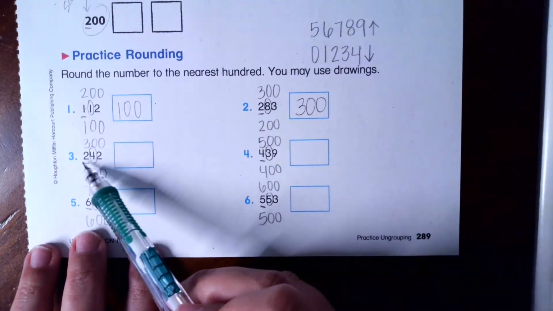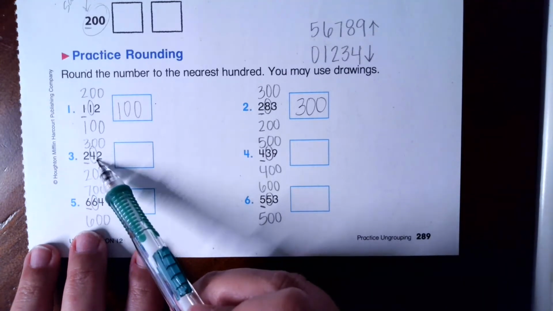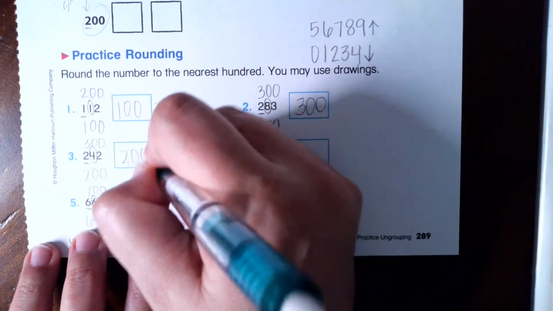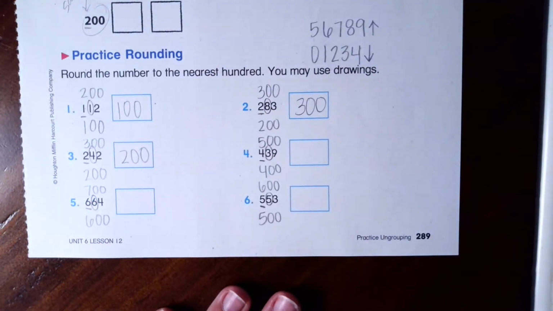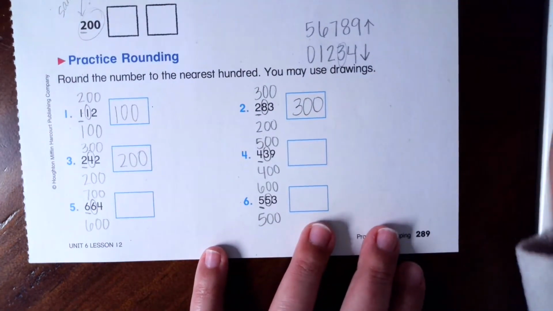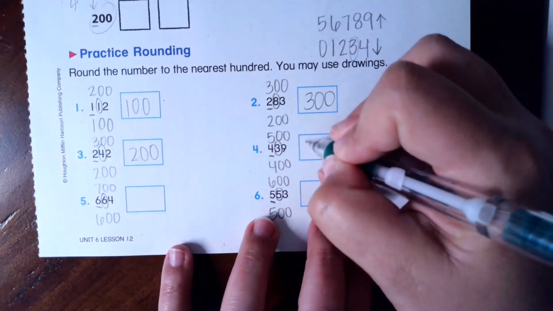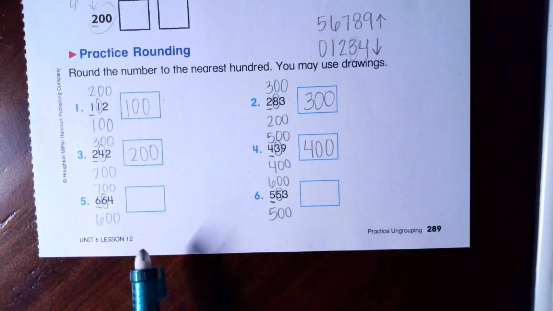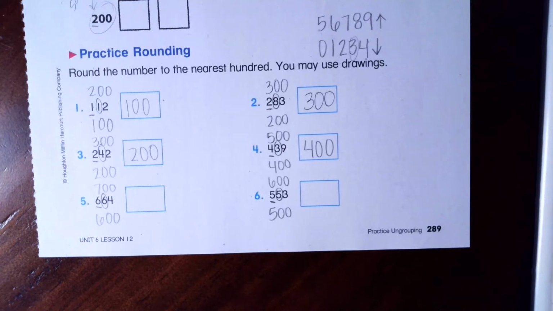So I have 242. I know my 4 rounds down, so I get 200. 439. I know my 3 rounds down, so I get 400. Now what I would like you to do is pause the video and do number 5 and 6 on your own.